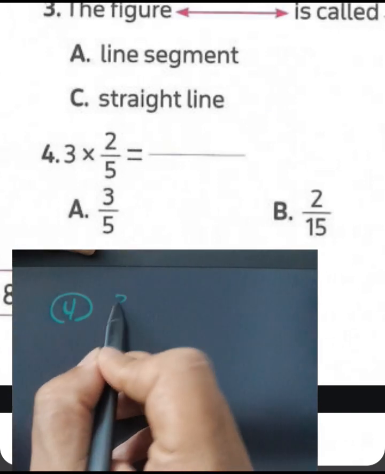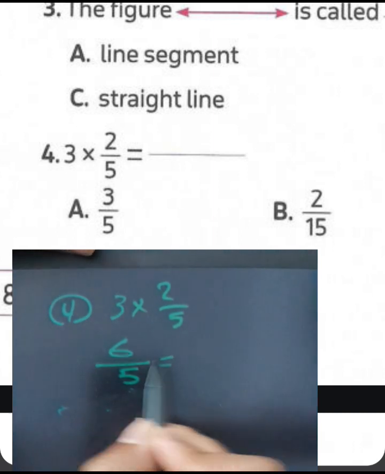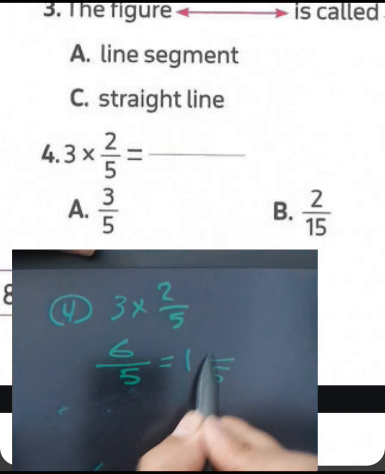Question number 4. 3 times 2 over 5. 3 times 2 equals 6. 6 over 5. Write 5 in the denominator, and 6 divided by 5 equals 1 and the remainder 1.